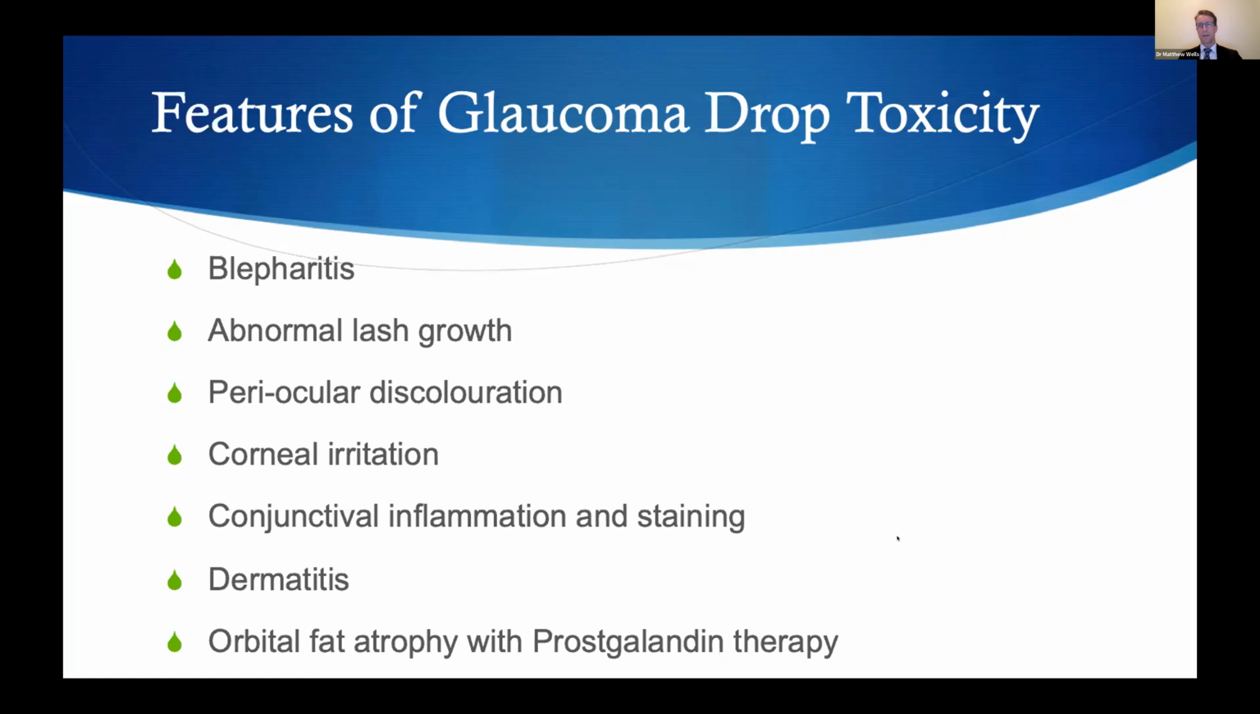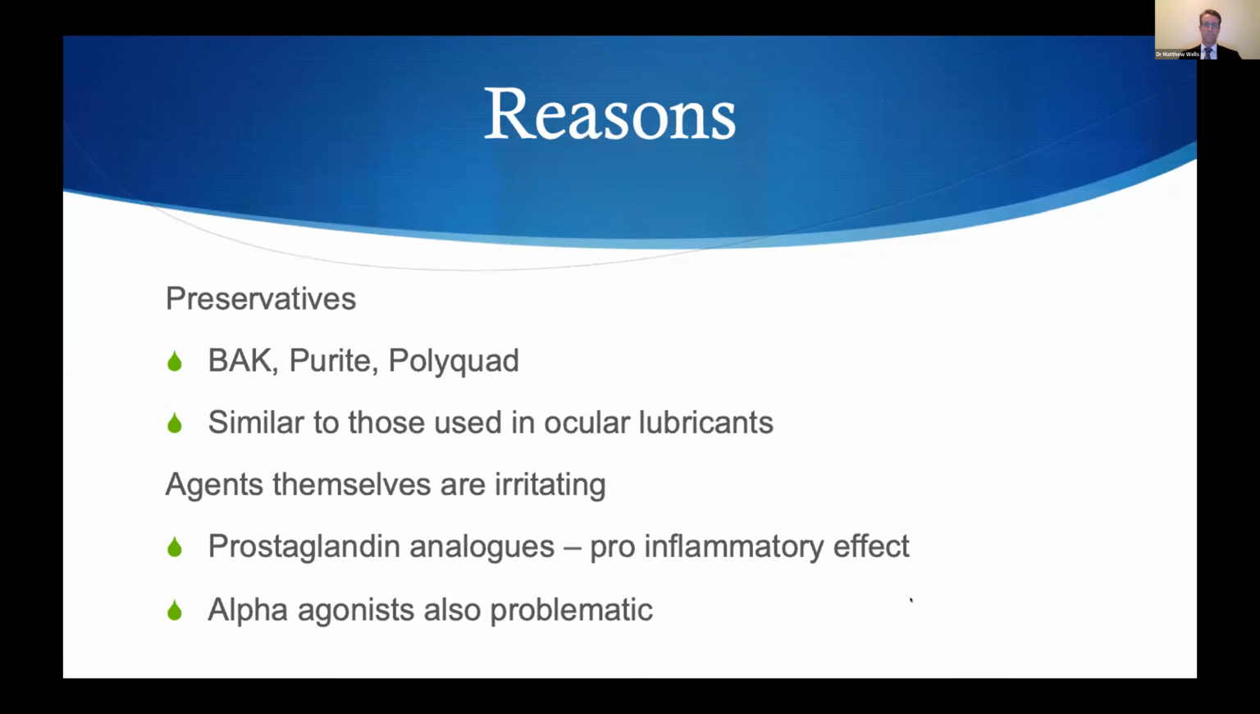They get periocular discoloration that affects some people more than others and can be very frustrating. The corneal surface tends to become quite dry and irritated with these drops, and we also see a lot of conjunctival inflammation. People can even get a little periocular dermatitis under their eyes. And something that's been recognized more recently is orbital fat atrophy with long-term prostaglandin therapy. I'll show you a few pictures of all of these now.